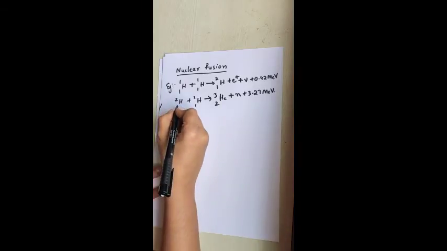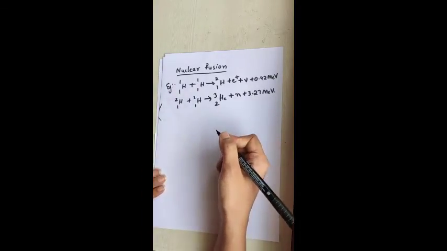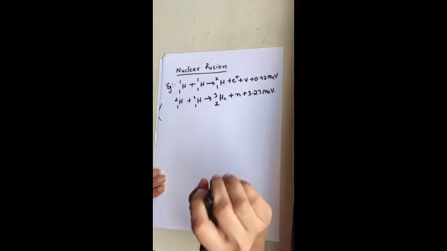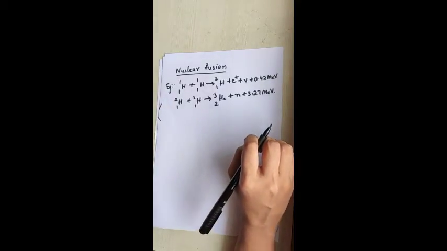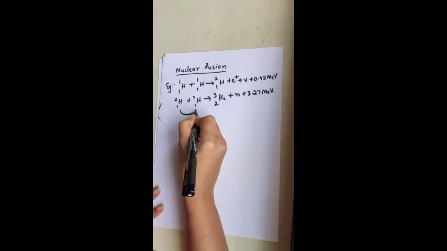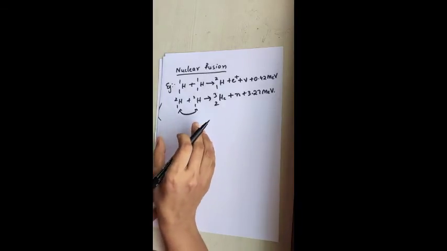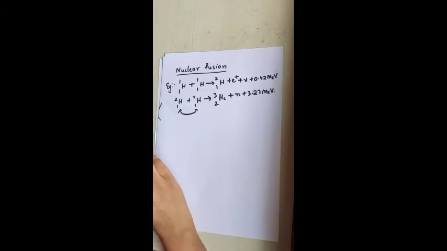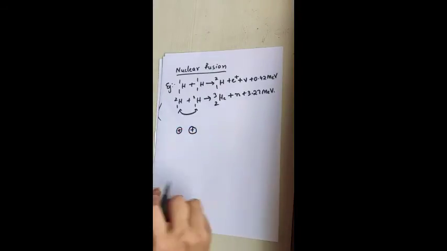Further, we get the tritium and helium. In this way, the heavier element is formed. Now, before that, let us see what happens. For fusion to take place, two lighter nuclei must combine, right? Now, when the two lighter nuclei want to combine, suppose I have two nuclei here.